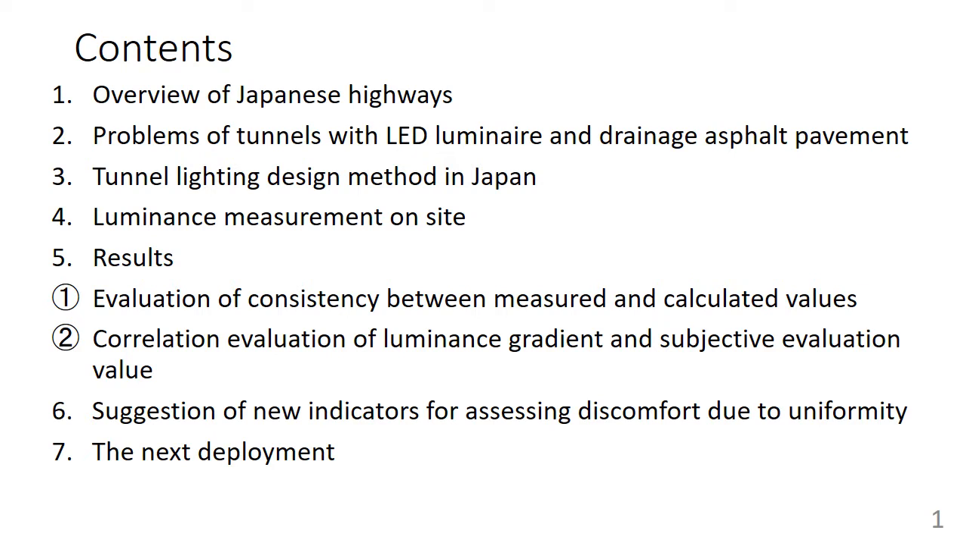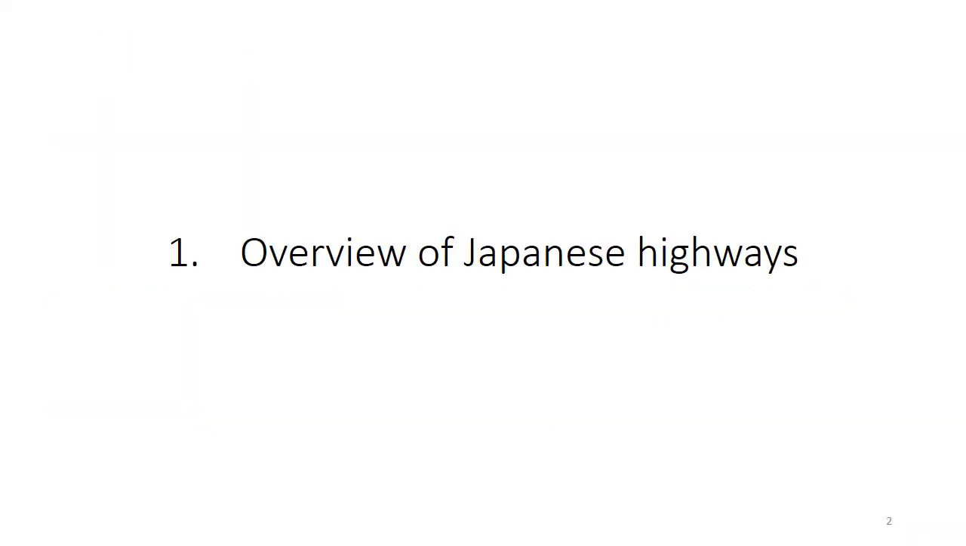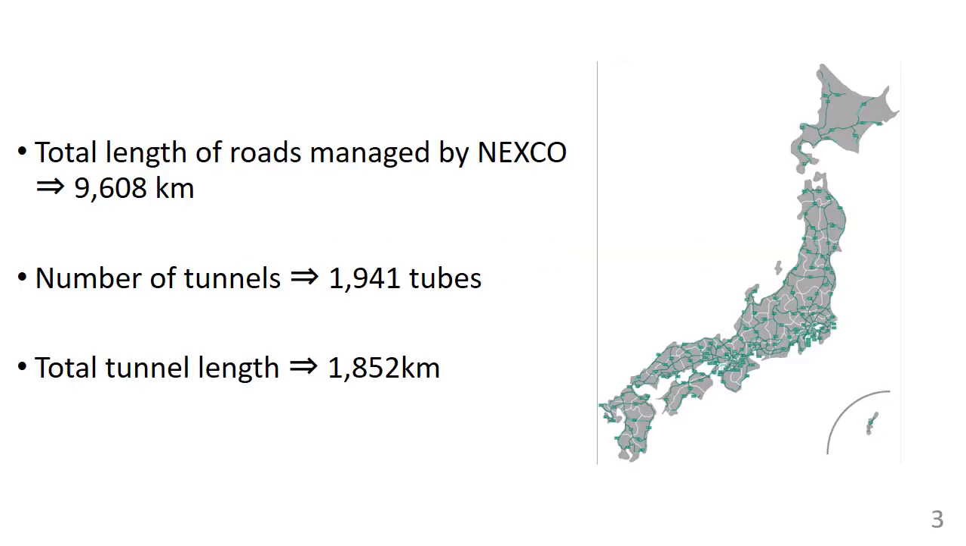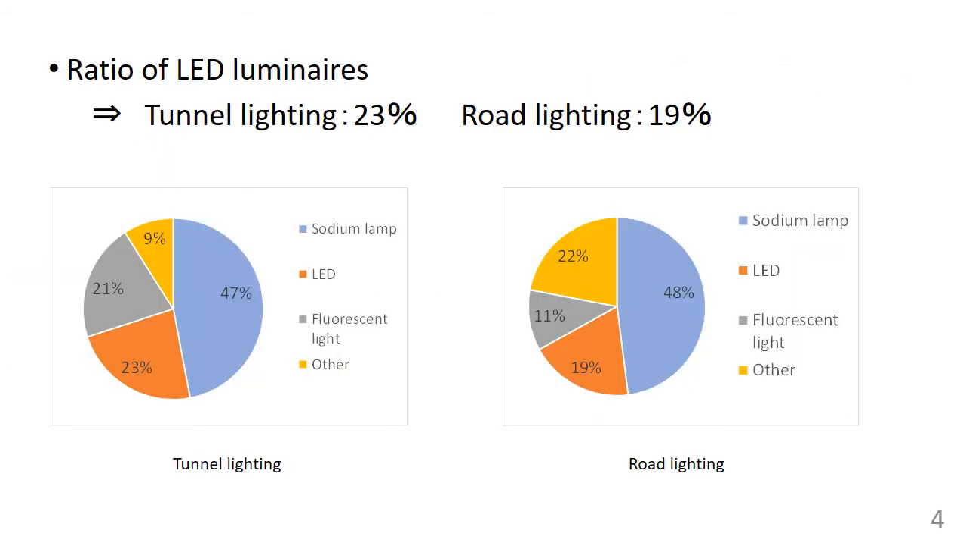The contents of this presentation are as shown in the slide. Introducing the overview of Japanese highways. The total length of the roads managed by NEXCO is 9608 km. Among them, the number of tunnels is 1941 tubes, and the total length of the tunnels is 1852 km. The current ratio of LED luminaires is 23% for tunnel lighting and 19% for road lighting.